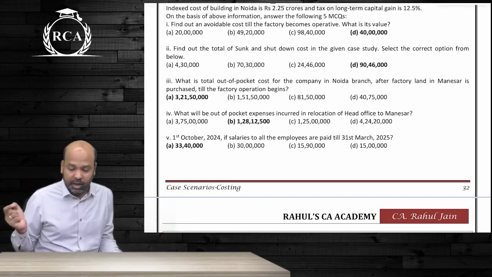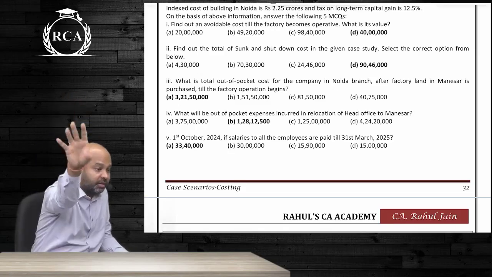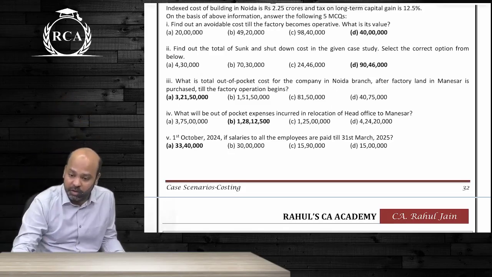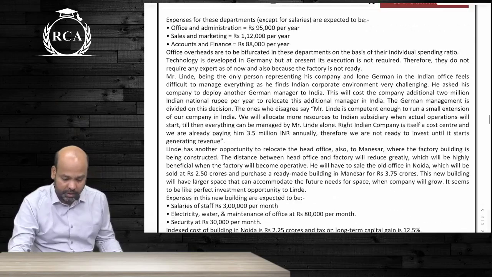So other than factory land, have to include construction cost, have to include everything. Salaries have to include guard salaries, office and admin cost, everything. समझ में आ रहा है नहीं आ रहा है? Come back to this guys now.